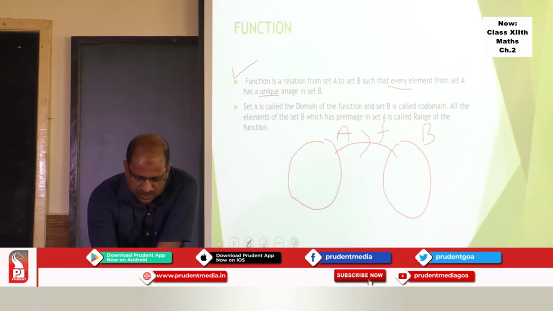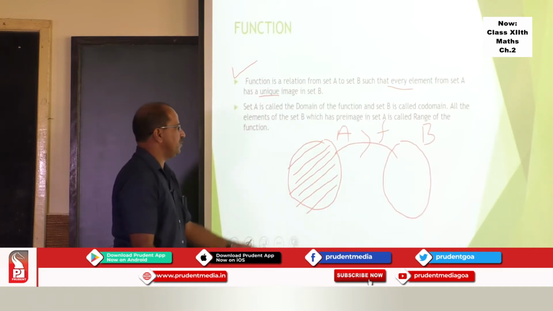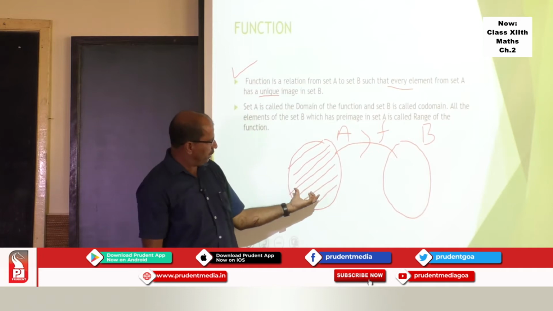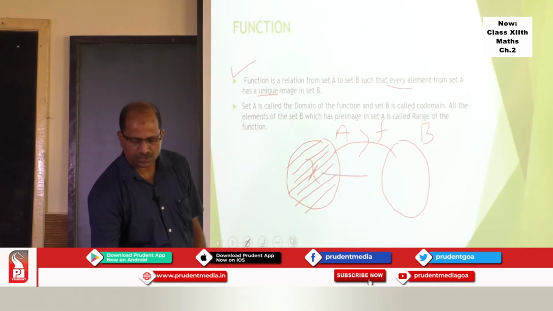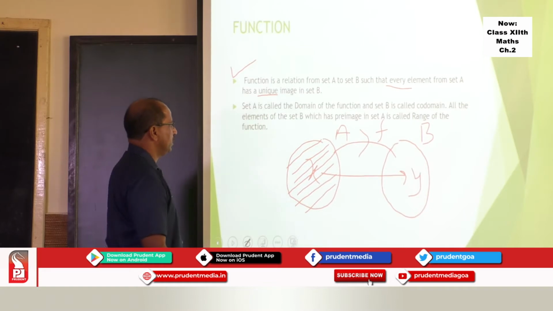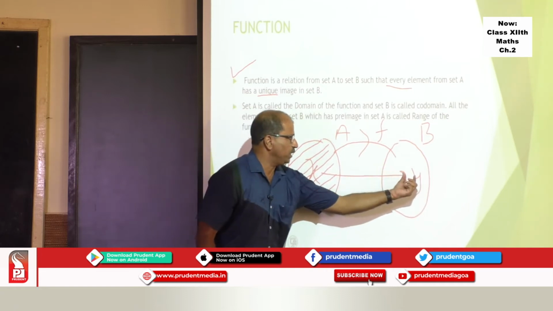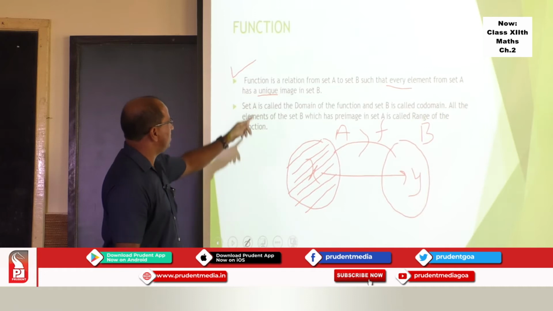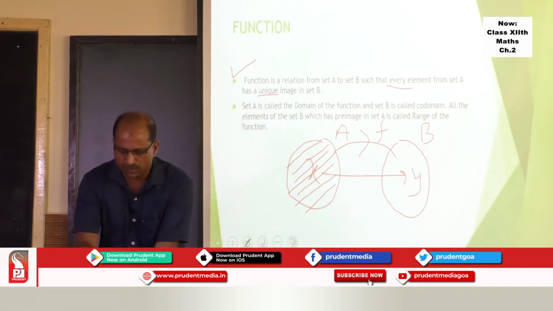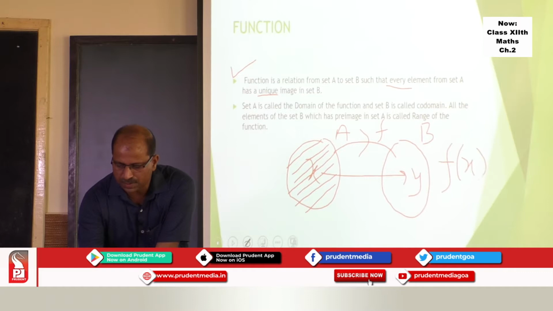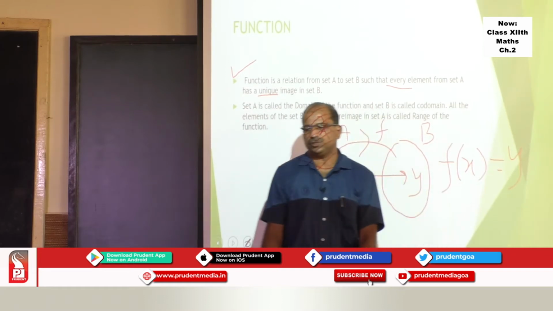Now, every element of set A, that means you are supposed to take all the elements from set A, and if X is here and it goes to Y, then we say that image of X is Y. According to the definition, because it is said here unique, image of X will be only Y, and we write f of X is equal to Y.